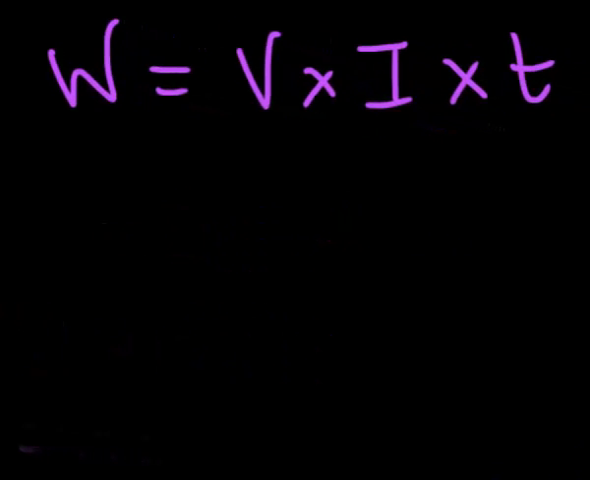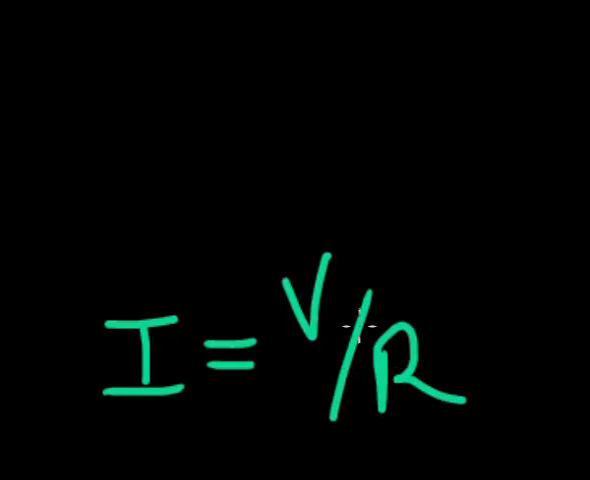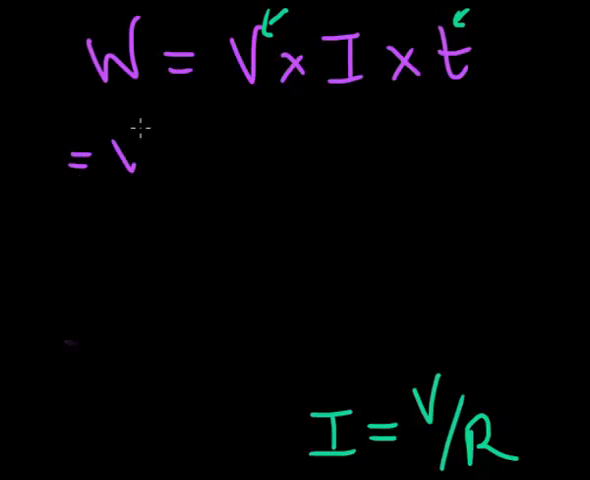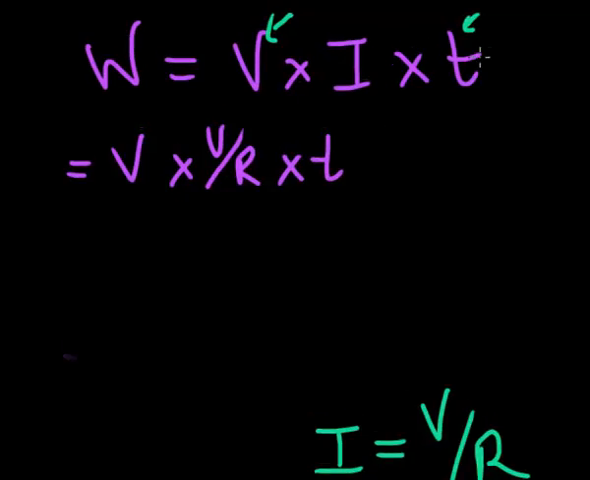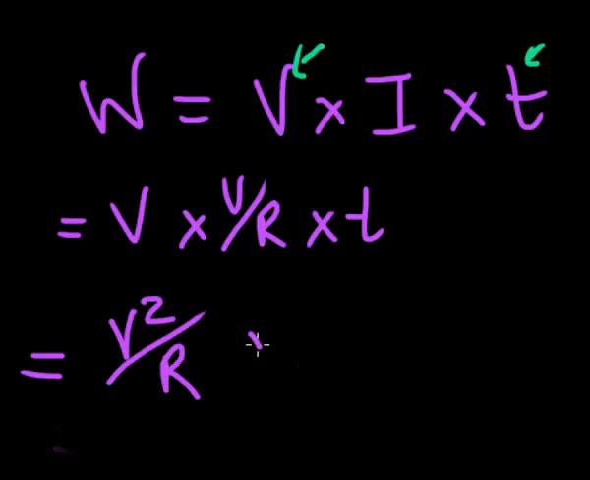Now going back again to the previous formula, let's see if we can also break it down even further. Keeping the fact that we've now got the potential difference and the time, let's see if we can replace current with something else. We do know that current is equal to potential difference divided by resistance. So we're going to be replacing the current in this formula with potential difference divided by resistance, times then the time, which is the remaining part of the formula. Now this ends up being potential difference squared divided by the resistance times the time.